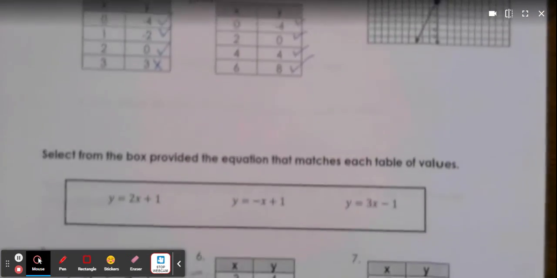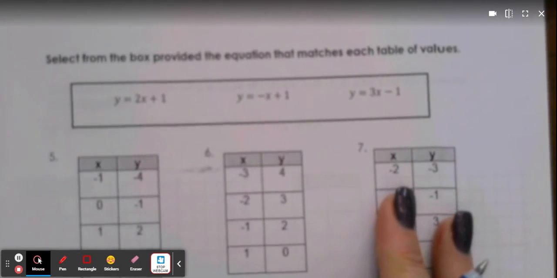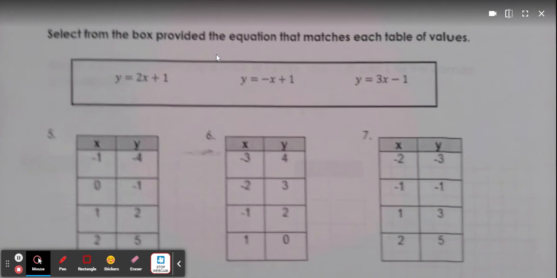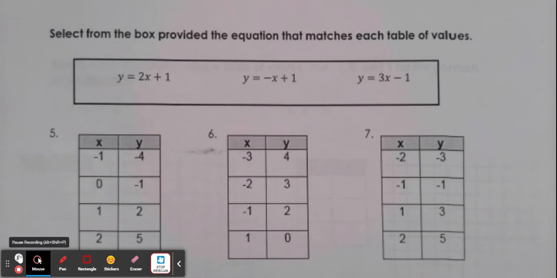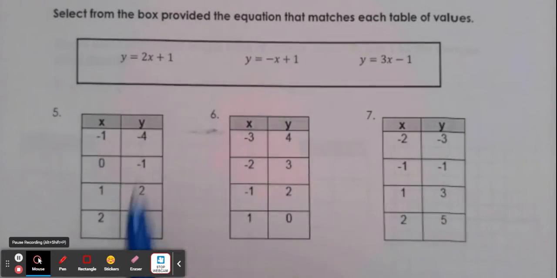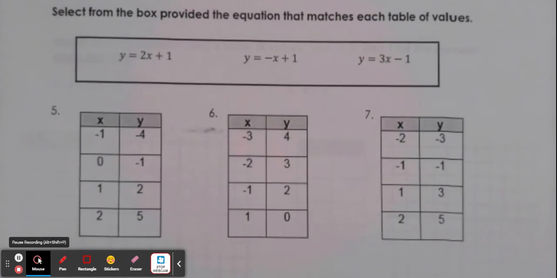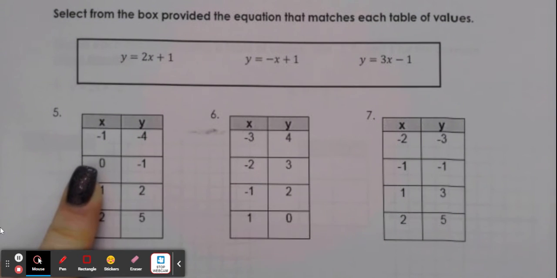Alrighty. We're going to do our last question on these try-it problems. In these problems, we're selecting from the box provided the equation that matches each table of values. So there is a lot of substituting going on here. Let's try to figure out number 5, which equation works with that.